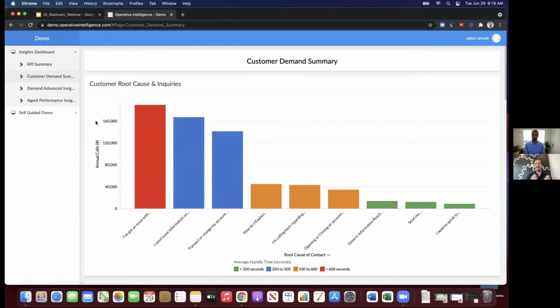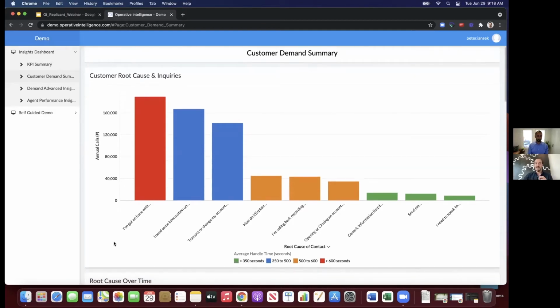And what happens is that gets fed through the machine, and the machine is trained to identify why is the customer contacting and what are they contacting about. And so this is the crystallized output. So I want to walk you through this. Just to orient you, the colors are the handle time. So as we're going up here, red is over 600 seconds. So they're the longest calls.